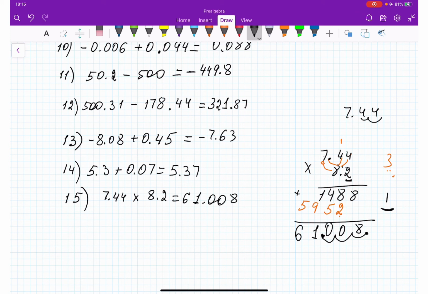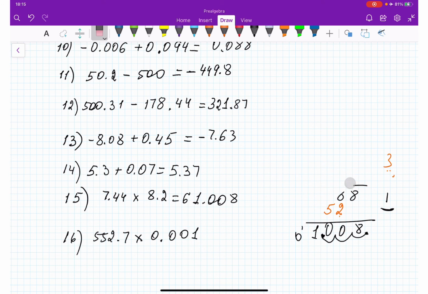Okay, next one. Let me see, number 16. We have 552.7 times 0.001. Well, when you have a number like that, 0.001, you want to put, without hesitation, that number underneath. Meaning you want to multiply by 0.001 and not vice versa. 0.001 times 552.7. Okay, let me show you.